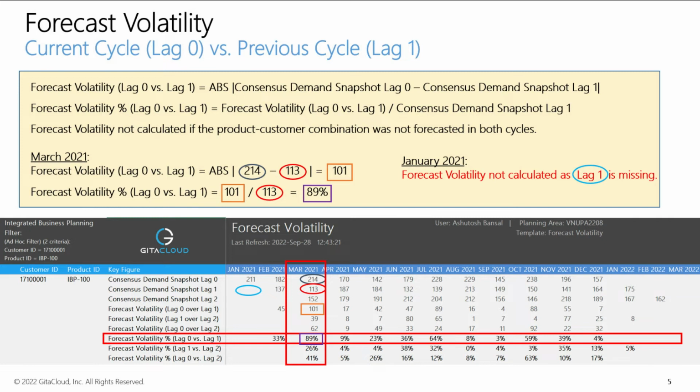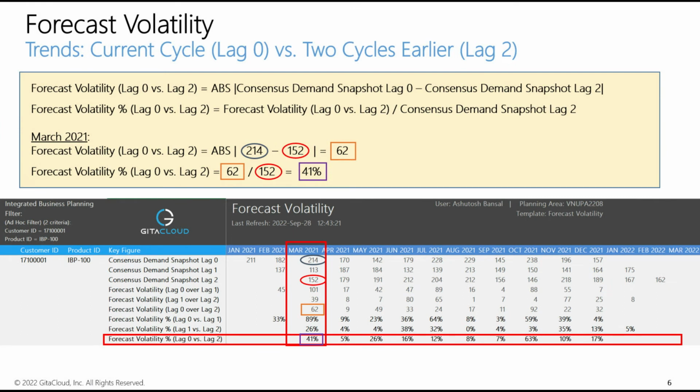You can see that we have an 89% change in forecast for the month of March 2021, as we compare forecast from March cycle, lag 0, versus February cycle, lag 1. Also note that we did not calculate forecast volatility for January 2021 month, as we do not have a value for consensus demand snapshot lag 1 in this case.